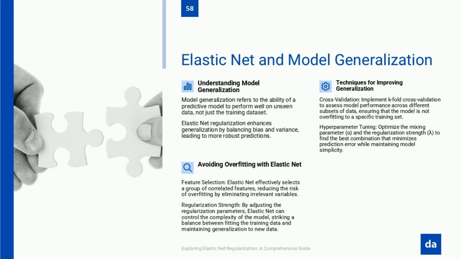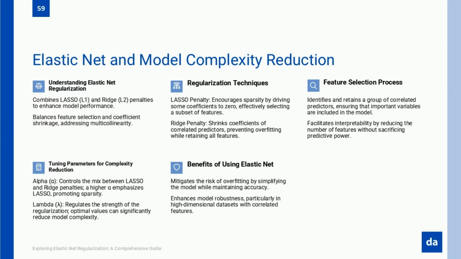But model complexity also affects generalization, and the next step is understanding how to reduce unnecessary complexity while keeping predictive power intact. A good machine learning model should be as simple as possible while still making accurate predictions. Complex models with too many features might seem powerful, but they often lead to overfitting, increased computation time, and reduced interpretability. Elastic Net helps tackle this problem by reducing model complexity without sacrificing predictive performance.